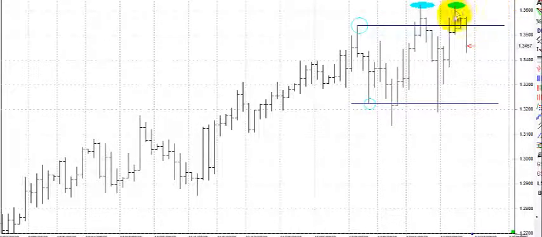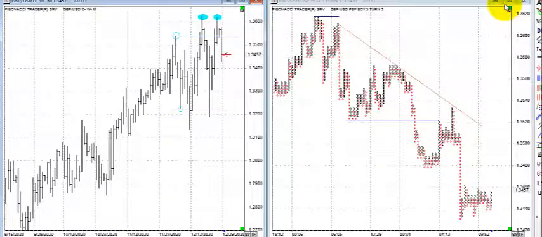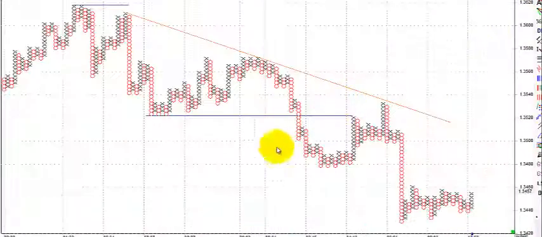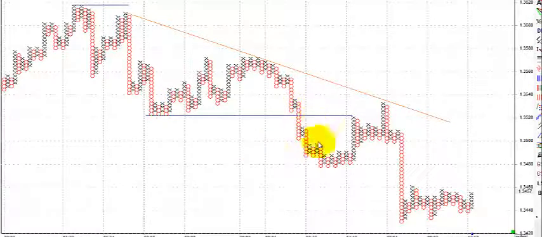At this point, once I've been able to identify the bigger picture, the overall structure here, you can see we're in a range of consolidation. Clearly, this is what I'm using to get into the trade. So now I'm going to switch to my point and figure chart, and this is what actually gets me into the trade.